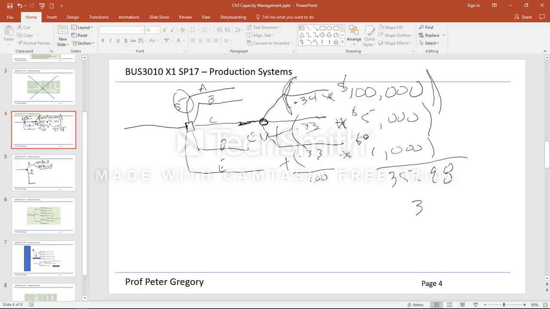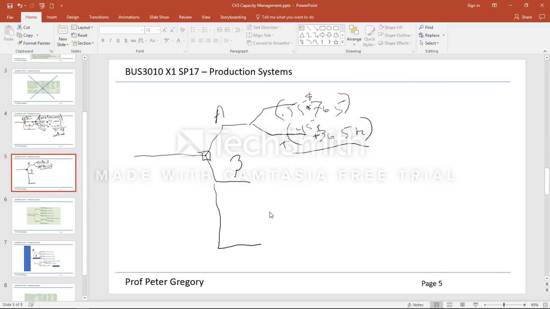$35,98, and we'll just go to 36 and round it. Okay, so the expected value of those probabilities and the outcomes is $36,000. So that's a probability function or portion of understanding these decision trees. Nothing too hard there. It's pretty straightforward. Okay, now let's take a look at our problem.